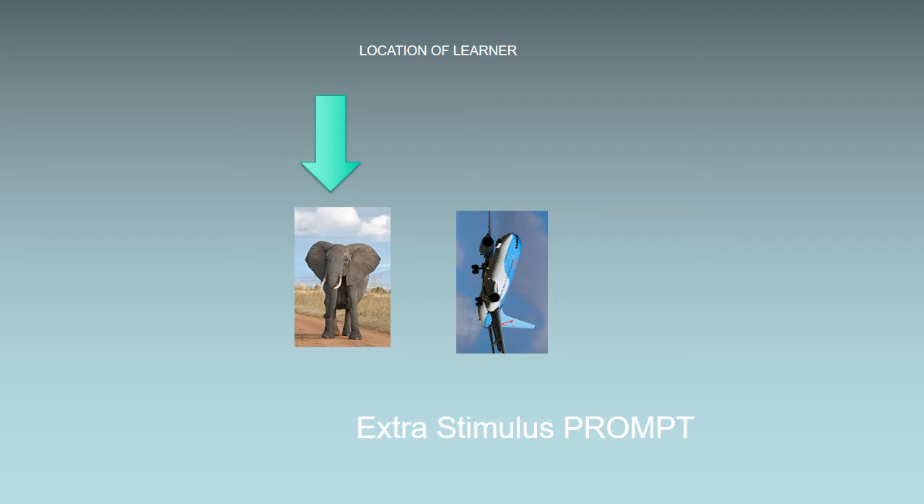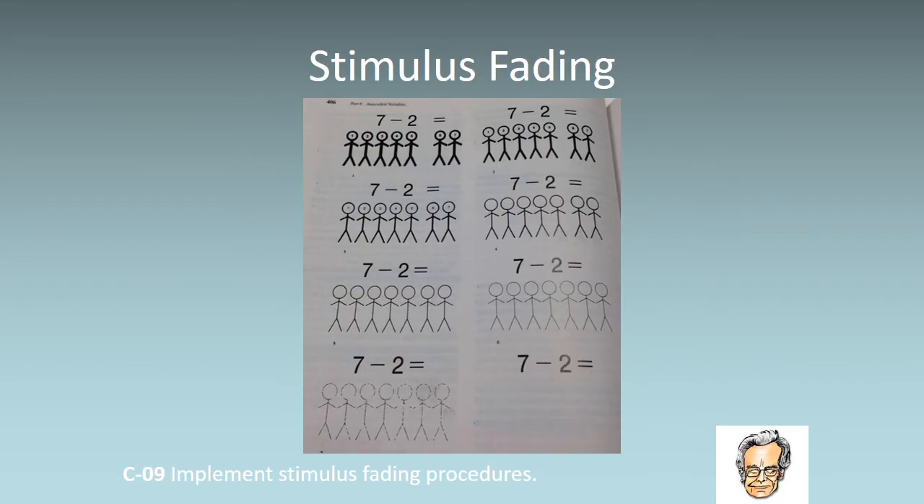So we start out with it being just like it was, but then we can change the dimensions of it. We can make it smaller and smaller until it's gone. That would be fading out the extra stimulus prompt. Now let's look at an example of stimulus fading. There's a really good example of stimulus fading.